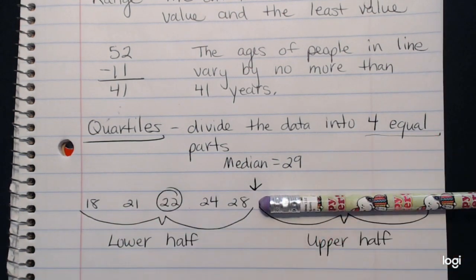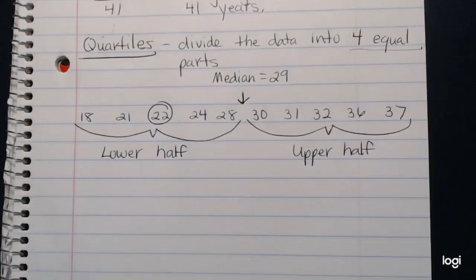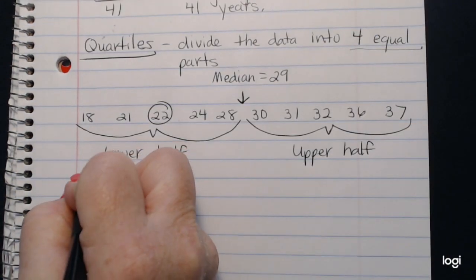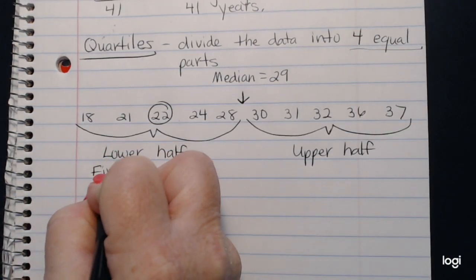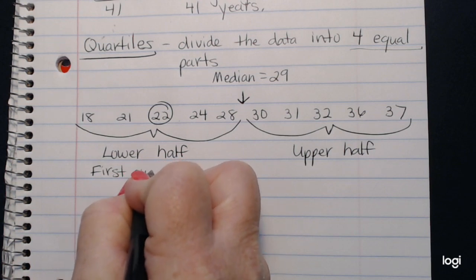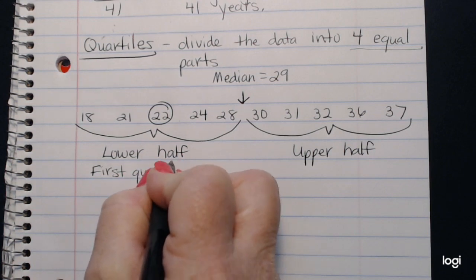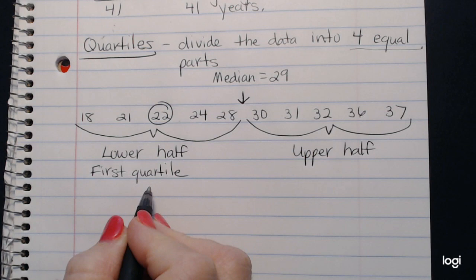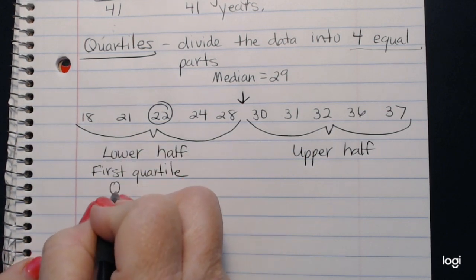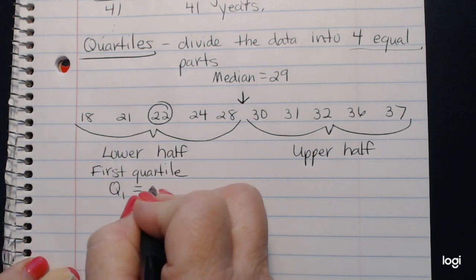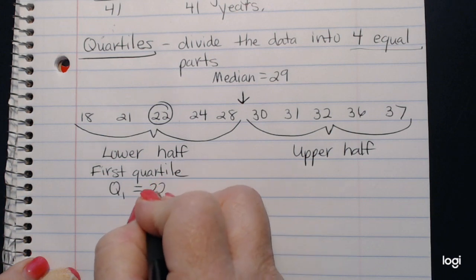It will be called 22. So we call that our first quartile. But we all know as mathematicians, we want to be fast and easy. So we call that Q1, and we found out that that equals the number 22.